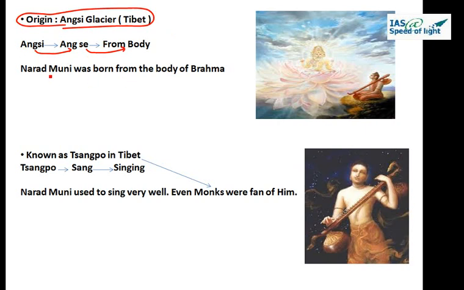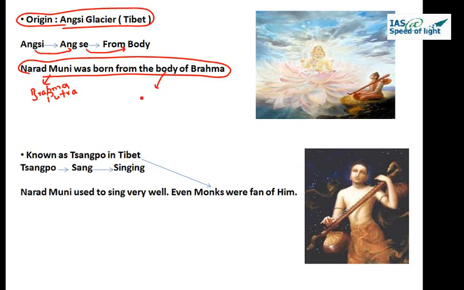So Narad Muni was born from the body of Brahma. So what we want to remember is Narad Muni, it is your Brahmaputra. Brahmaputra river, from the body becomes Angse. So the origin of Brahmaputra river is Angshi Glacier in Tibet.